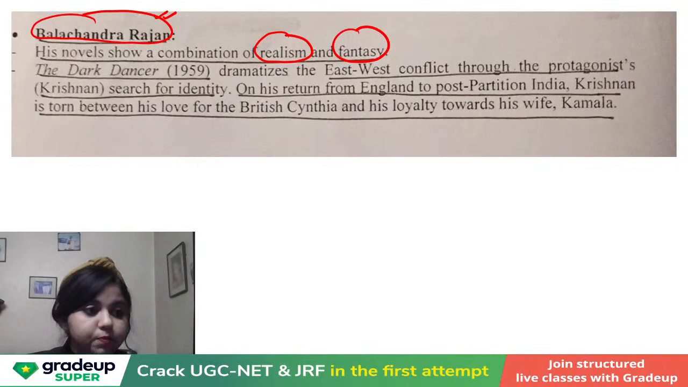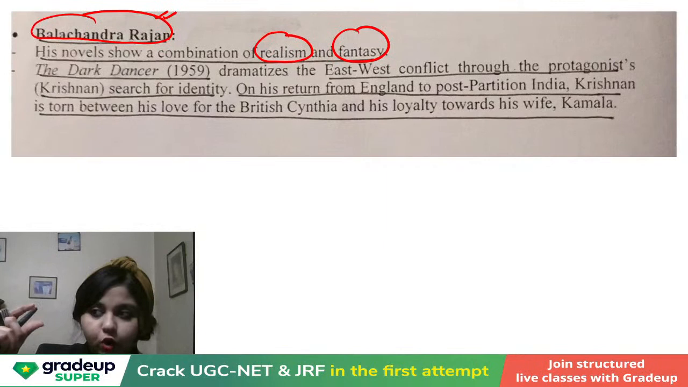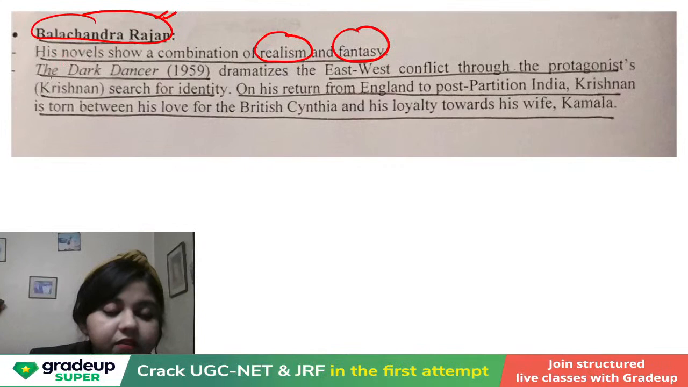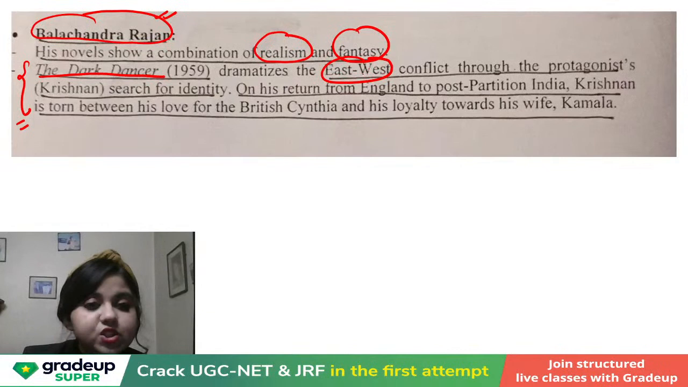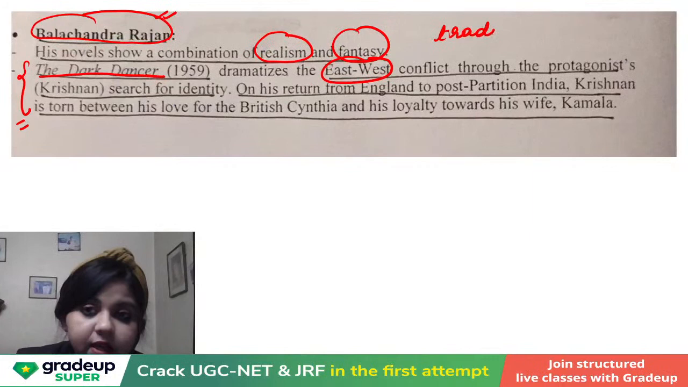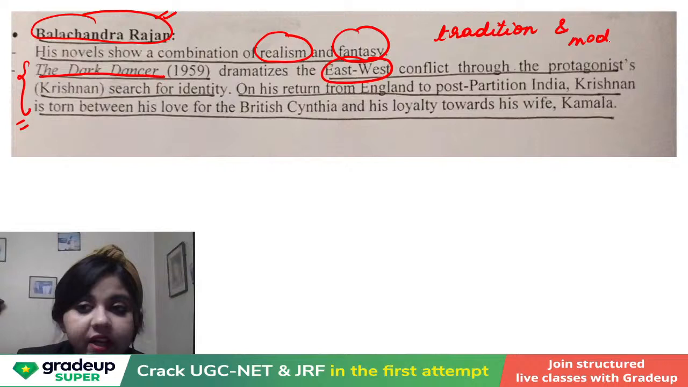So A, we will look at a writer, we will talk in one or two lines about the most important themes that are associated with the writer. Then we will discuss in a very crisp manner some aspects related to his works. Like look at The Dark Dancer. The Dark Dancer is looking at the East-West conflict. This was a very common theme of Indian writers, particularly before the Rashtri period, talking about tradition and modernity and the fight between tradition and modernity.